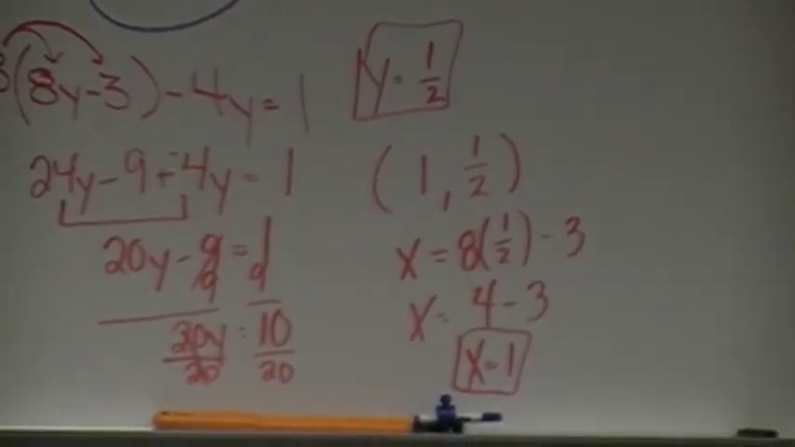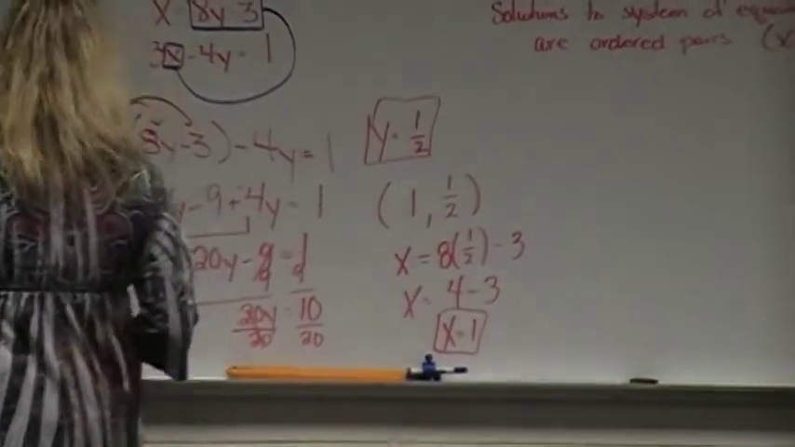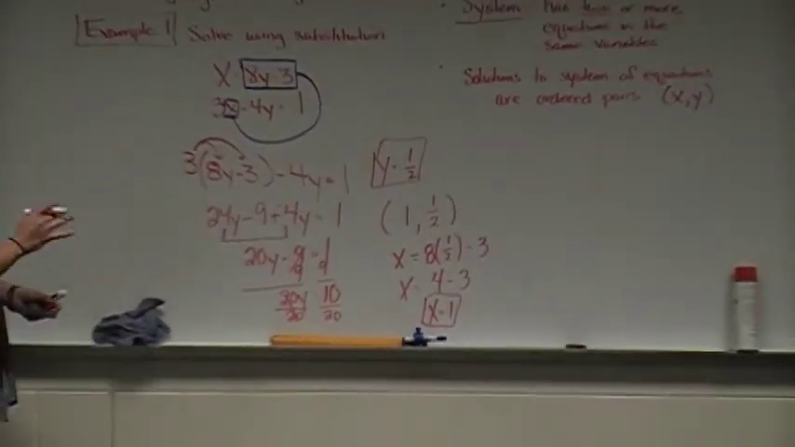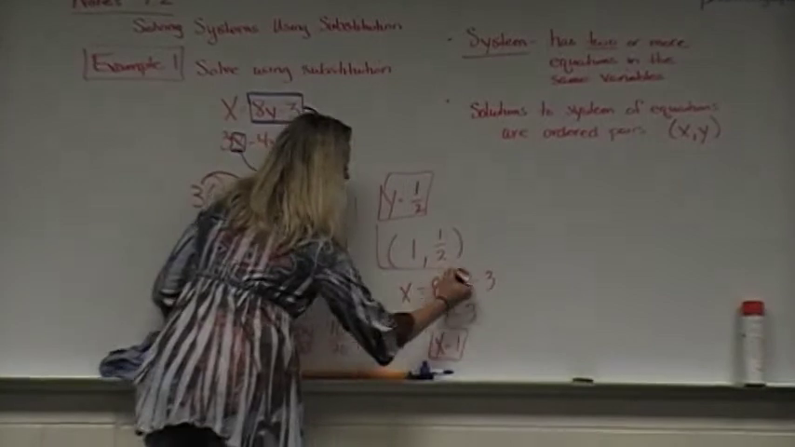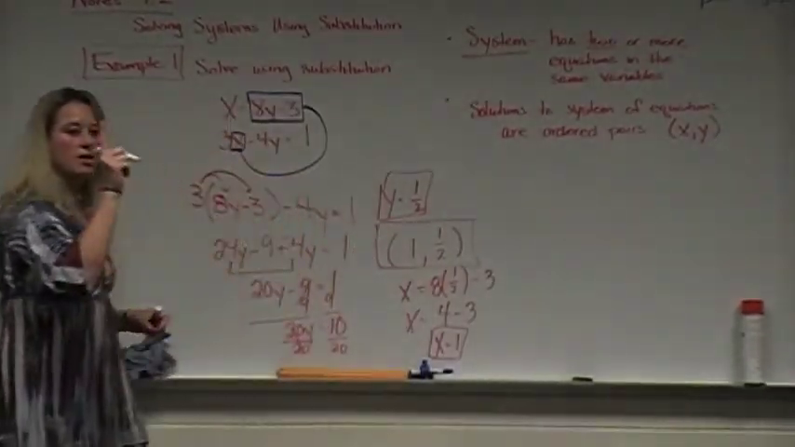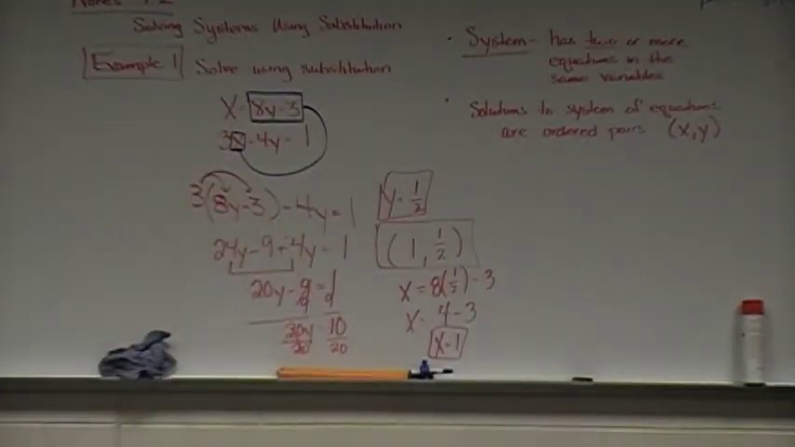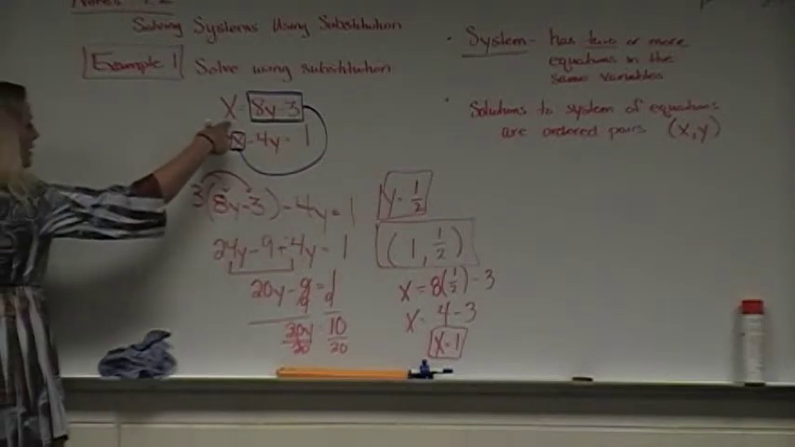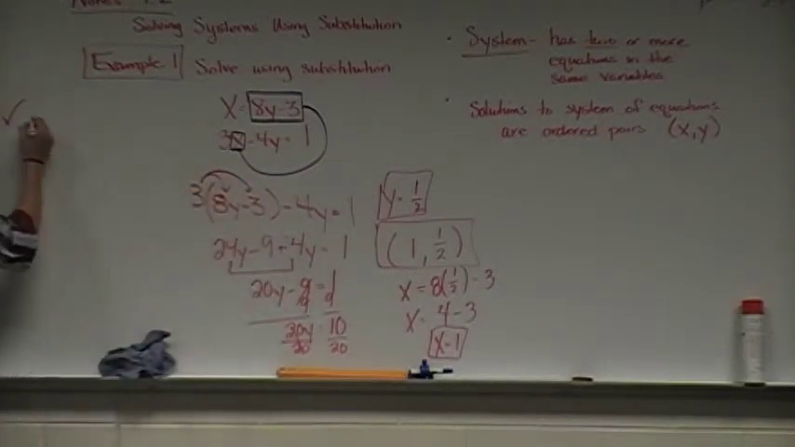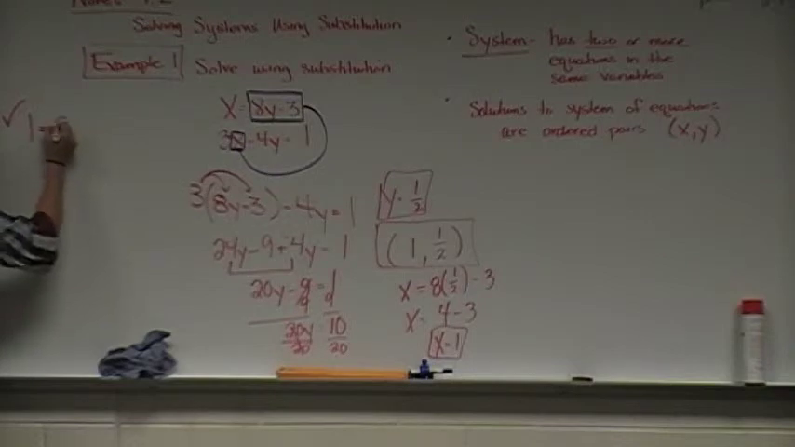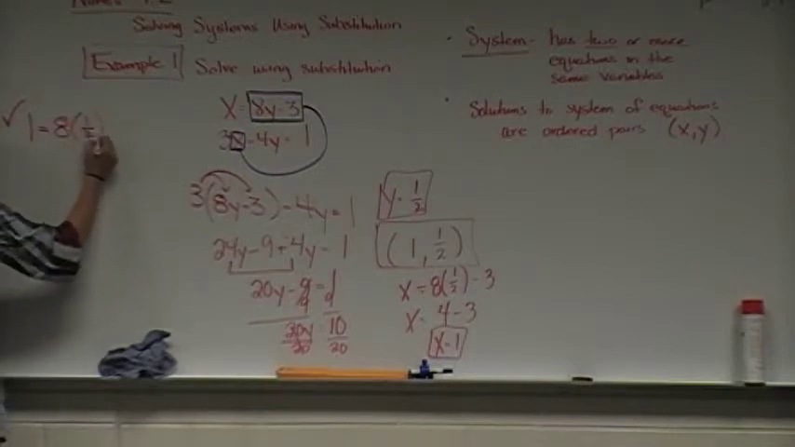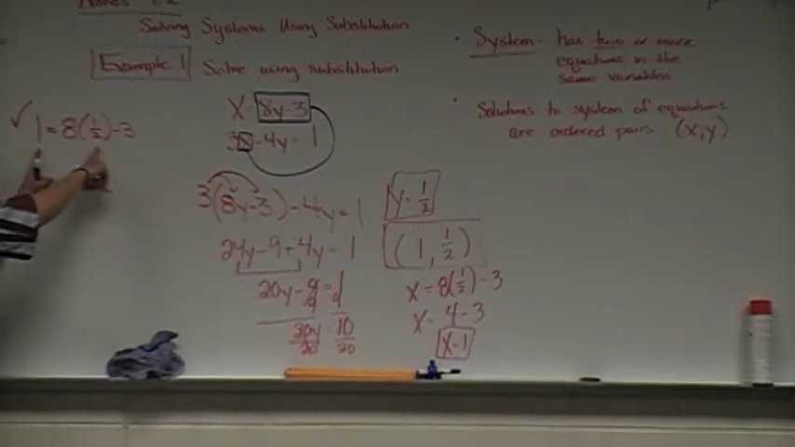Very good, Esme. We have to check our answer, don't we? Once we get our ordered pair, once we get our 1 and 1/2 as our possible solution, I do not know for sure whether that answer is correct until I check it. All right, so let's go ahead and check our answer. In this case, x is 1. So 1 equals 8 times what, class? 1/2 minus 3. So these two sides better equal each other.